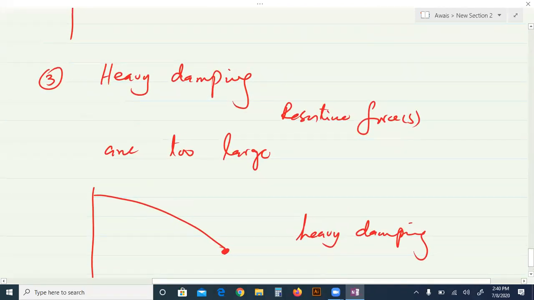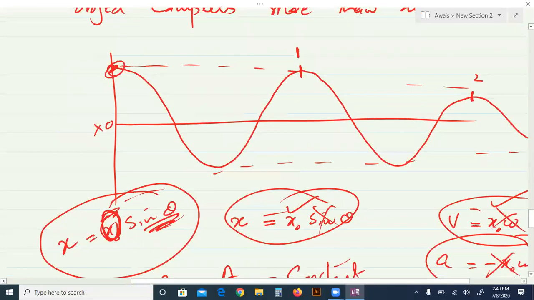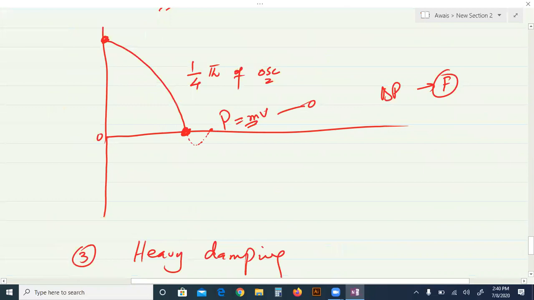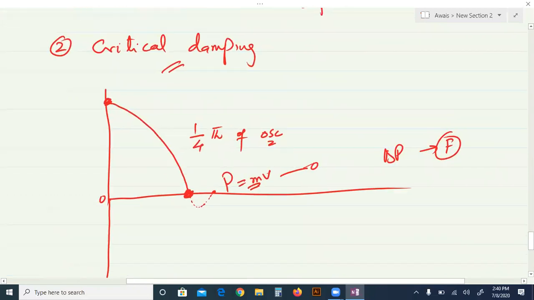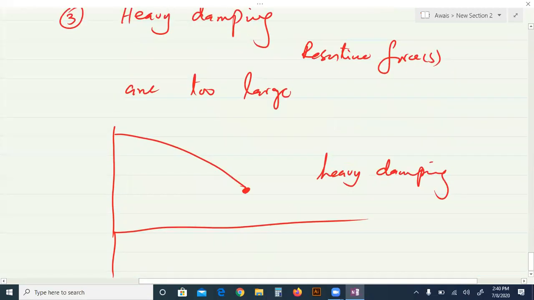So these are the three types of damping. One is the light damping, in which several oscillations are completed before coming to rest. This is the critical damping, in which only 1/4 of the oscillation is completed. And this is the heavy damping, in which even 1/4 of the oscillation is not completed. It is stopped before the mean position.